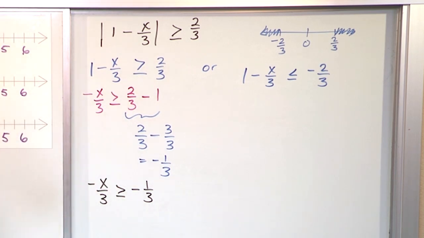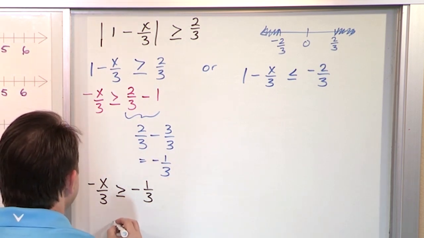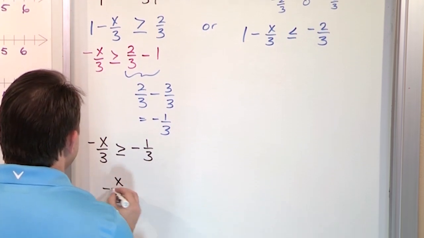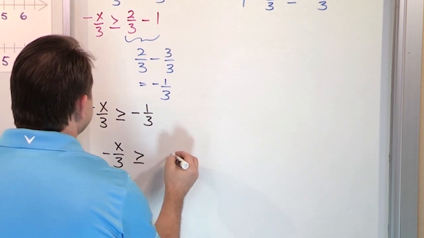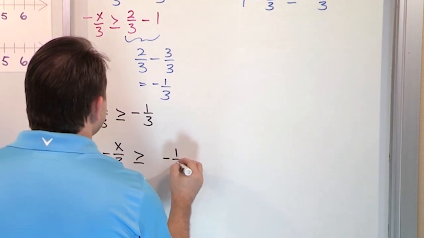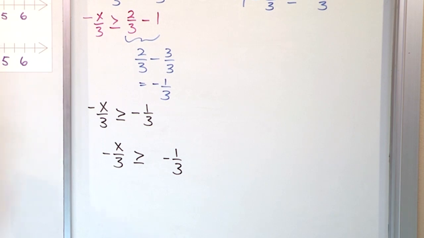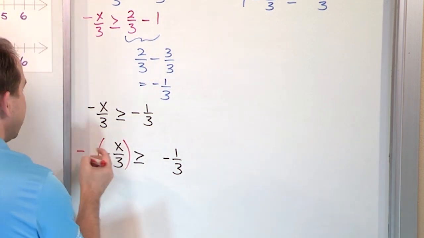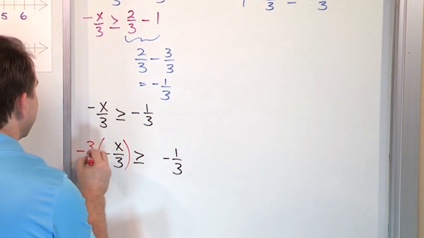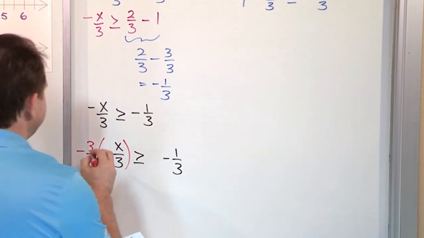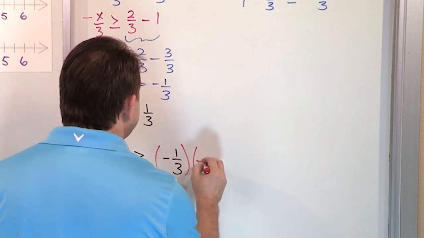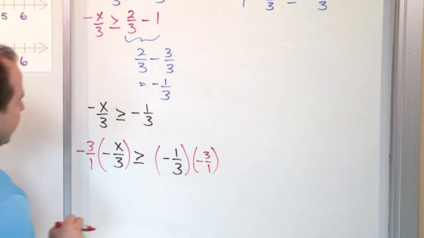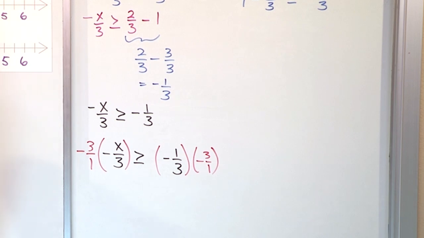So what do I multiply by on the left and on the right to get it by itself? Let me rewrite this again: x over 3 negative, greater than or equal to negative 1/3 here. What do I need to multiply by to get x by itself? Well, it needs to be negative to kill the negative sign here, and then I have a 3 on the bottom, so let's multiply by 3 over 1, which means that I have to multiply the right by negative 3 over 1 to make it a balanced transaction there.